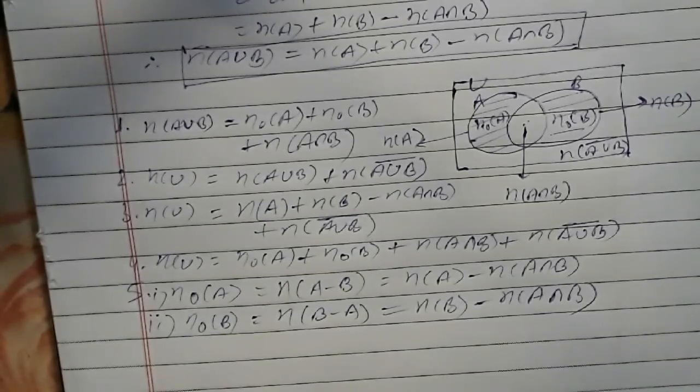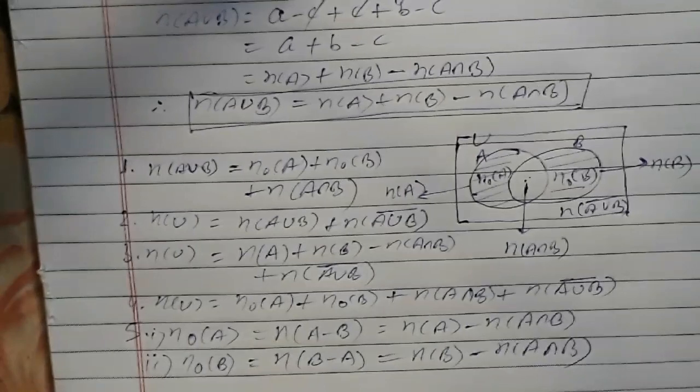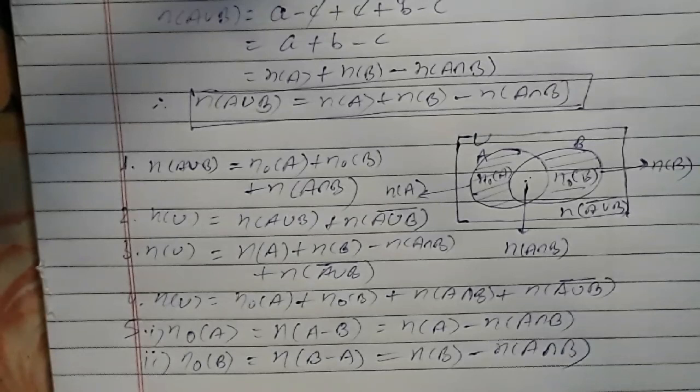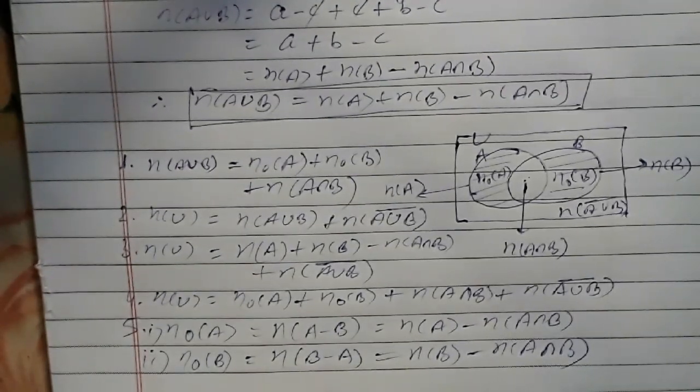And one more thing: sometimes you are asked to find exactly one thing, like find the number of students who like exactly one thing, or who study exactly one thing. At that time you have to find only A and only B, and you can add them up, right? That means n of only A plus n of only B will give you the result for exactly one.